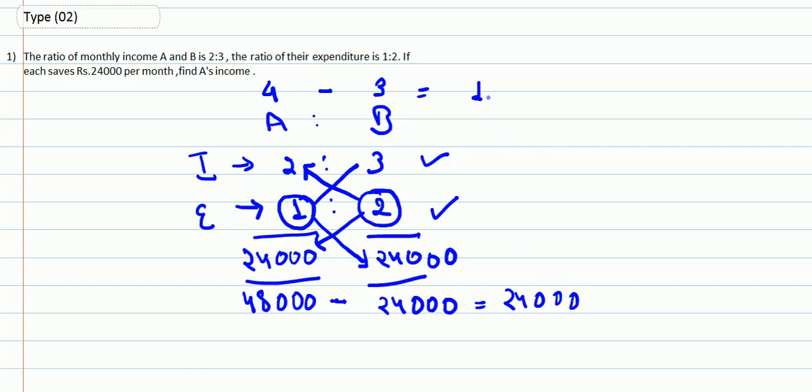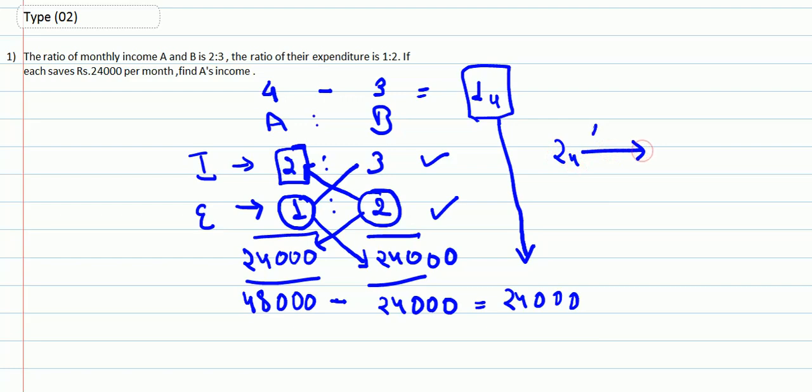So guys, as we can see, this 1 unit represents 24,000, and we are supposed to find A's income, and A's income represents 2 units. So if 1 unit represents 24,000, then 2 units will represent 48,000. That is your answer.